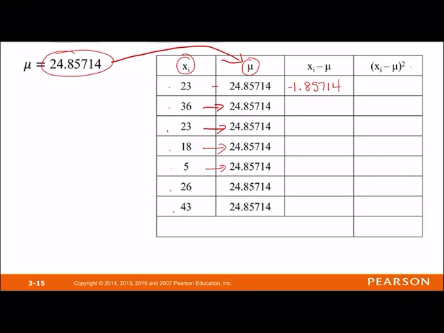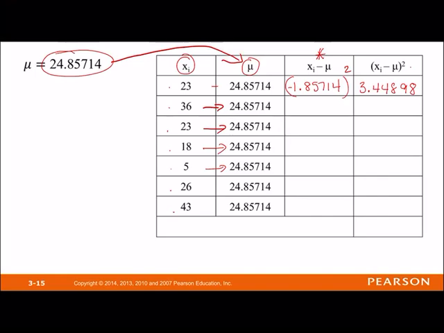Okay, and then to get this column, literally all you are doing is taking this previous column that I'm putting the asterisk above and then squaring it. Okay, and again, for that first one, when you square negative 1.85714, you should get an answer of 3.44898.